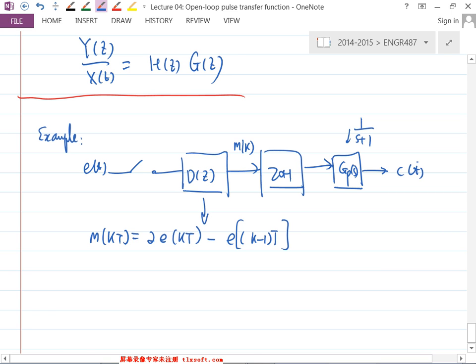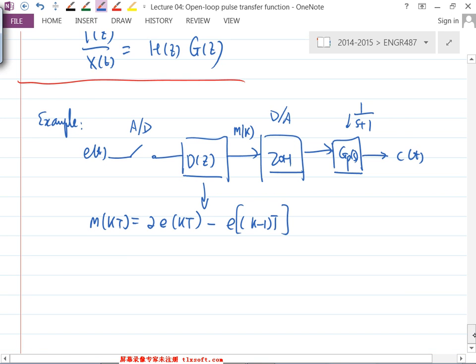So this is a typical mixture of an analog and a digital system. This is analog here, and this is digital. And this sampler here, as you recall, is basically your AD, and this zero order hold could be just a DA. So first step, you have to obtain what D of Z is. D of Z equals the output over the input, and you have the difference equation.